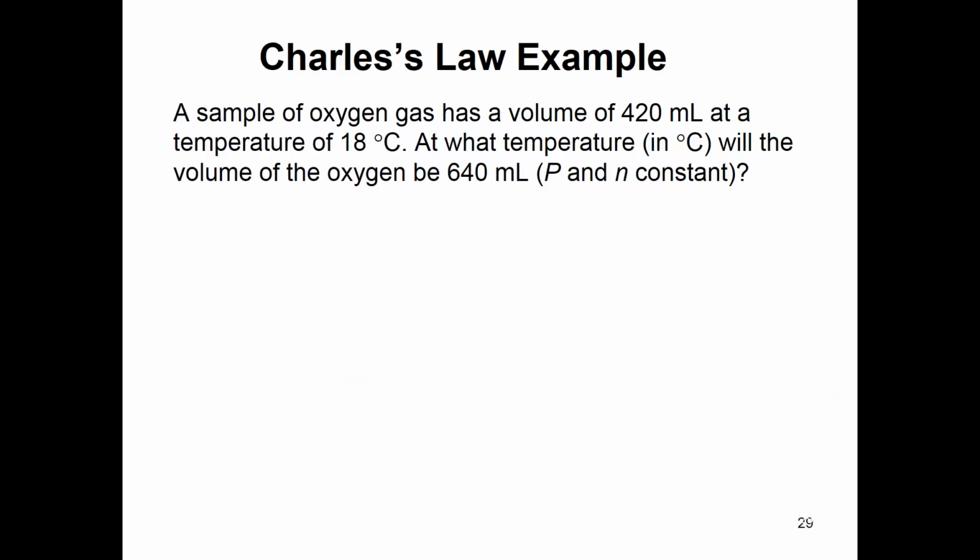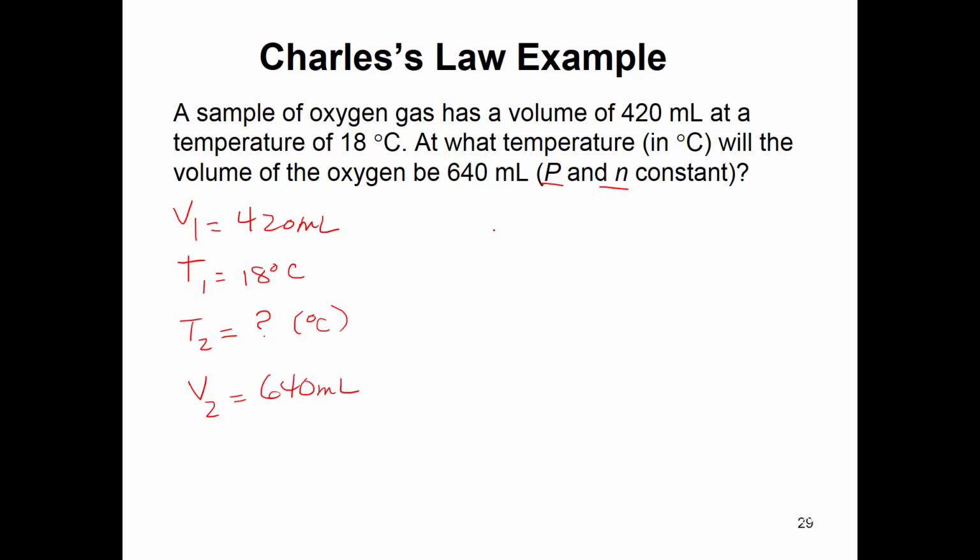Charles' law, and again I'm going to take inventory. So I've got V1 equals 420 milliliters. T1 equals 18 degrees C. I'm looking for T2, and it tells me it wants it in degrees C. You got to watch it. Sometimes the test will tell you that. And I'm going to change the volume to 640 milliliters. Notice that P and N are constant.